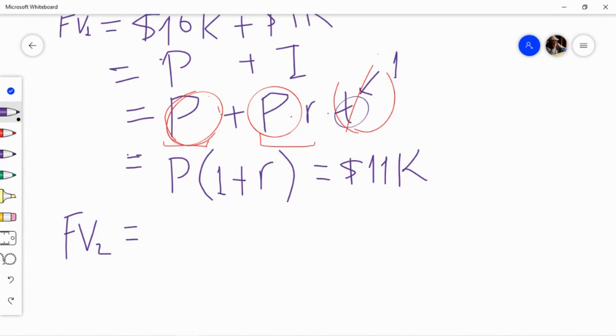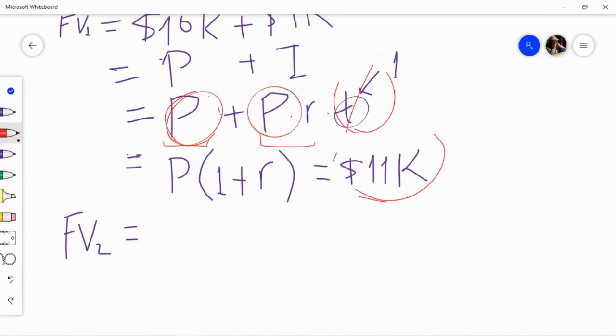11K. 11K, yes. But what is the name of 11K? I mean, 11K, that's true. But what is the name of 11K? Principal. Yes, it's a principal at the beginning of year two. But is that principal? Principal was 10K. It's like principal in year two, at the beginning of year two, but originally the principal is 10K.